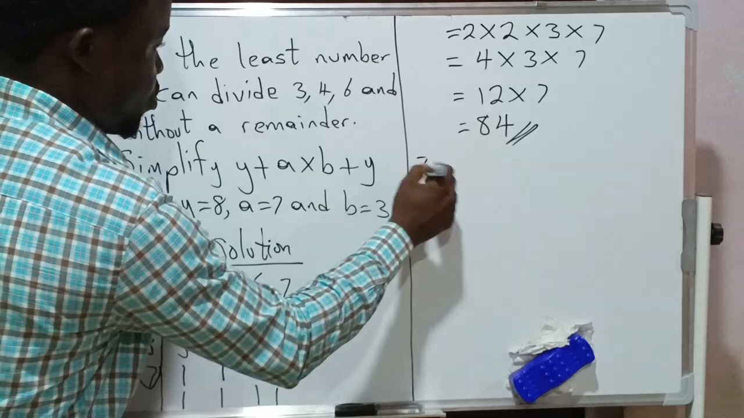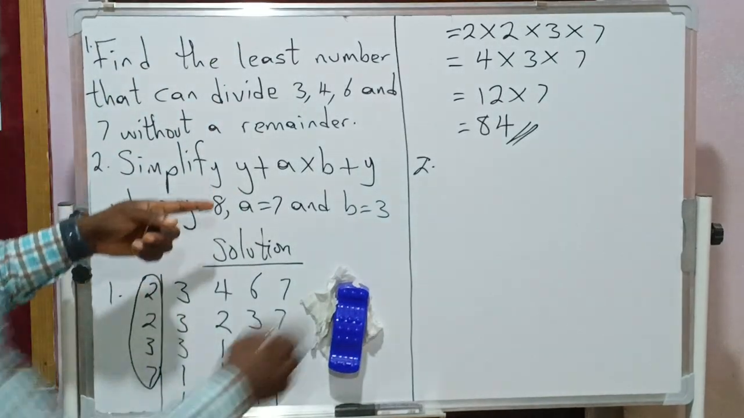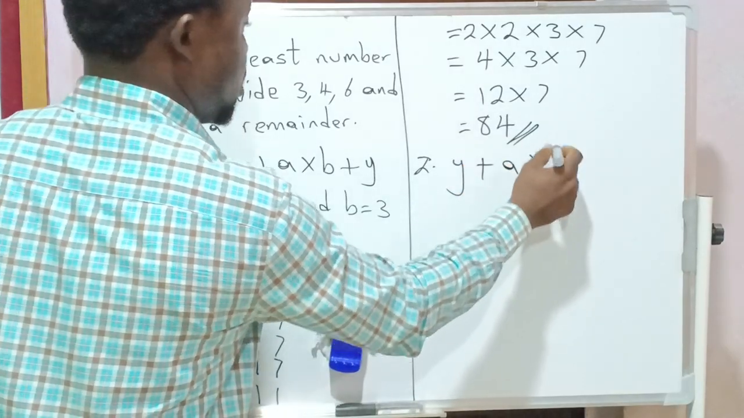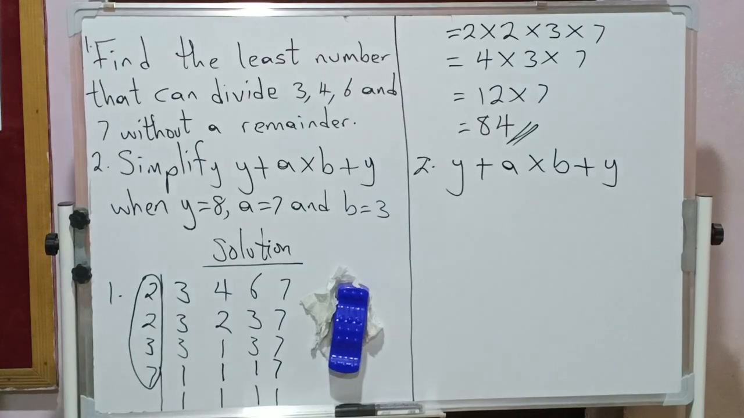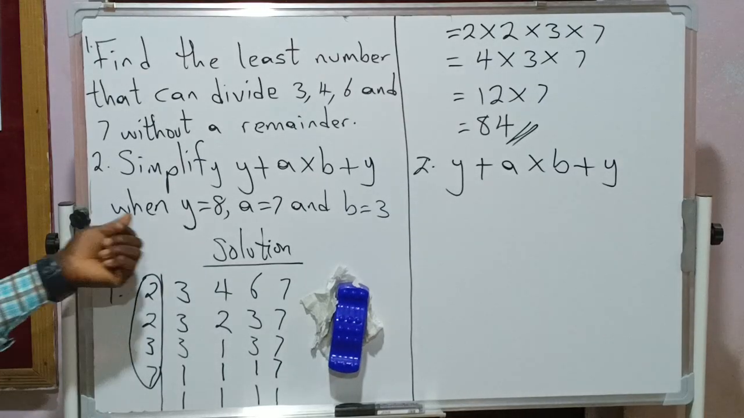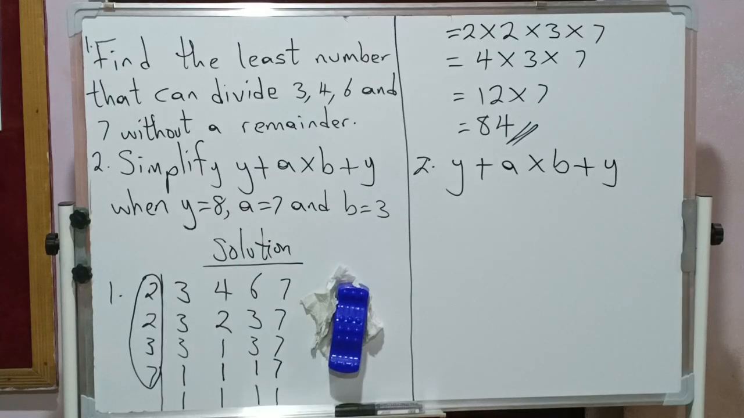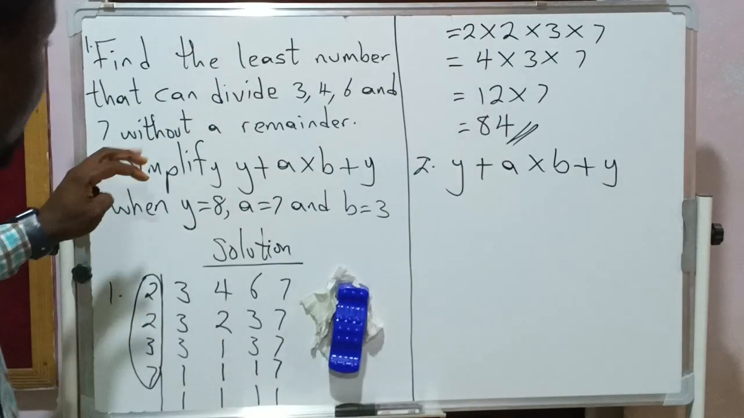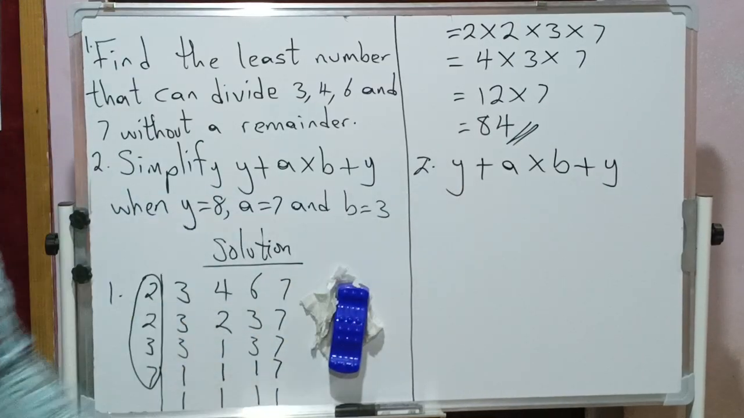So let's take the next question. And the next question says, simplify y plus a times b plus y. And they said when y is 8, a is 7, and b is 3. So meaning we are going to be substituting the value of these variables into the questions.